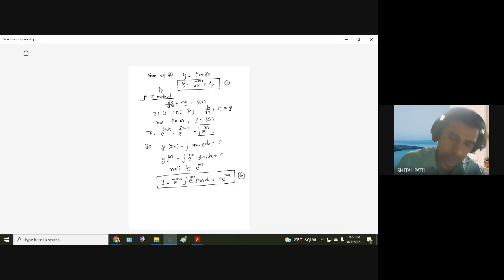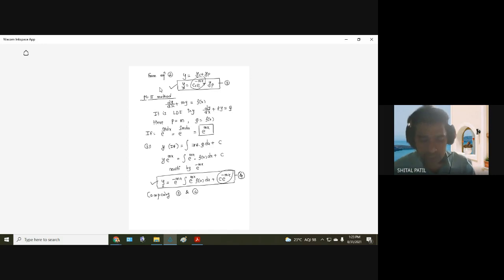Equation number 4. This is the solution that we obtained from what we studied in M3, and this is what we studied in M2. Both of them are general solutions of the same differential equation. So comparing 3 and 4, see y here, here also we have y. Here e raised to minus mx, some constant, whether it is c or c1 doesn't matter. So both are solutions.